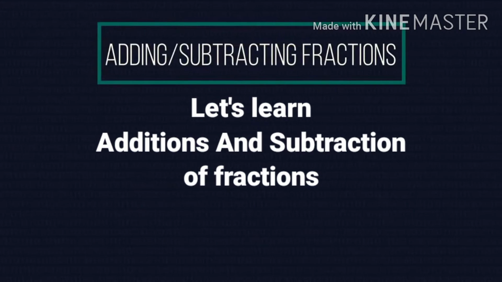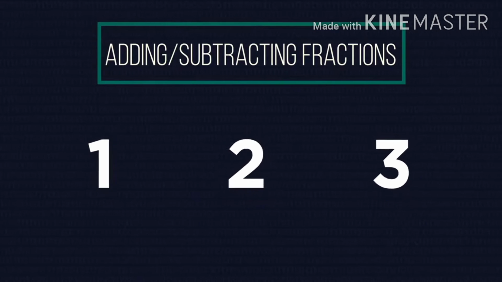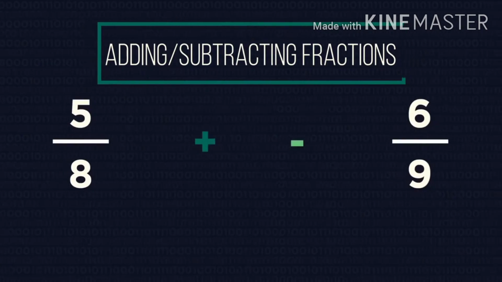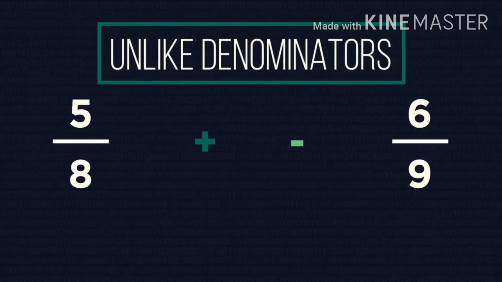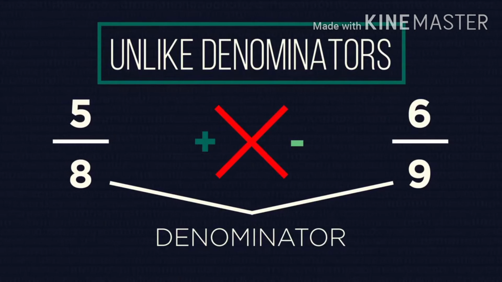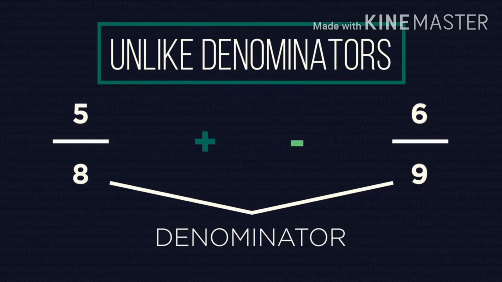Adding and subtracting fractions is as easy as 1, 2, 3, if you remember the basics. What do we need to know about adding and subtracting fractions? Fractions with unlike or different denominators cannot be added or subtracted. In other words, you can only add and subtract fractions if the denominator, that's the bottom part of the fraction, is the same.